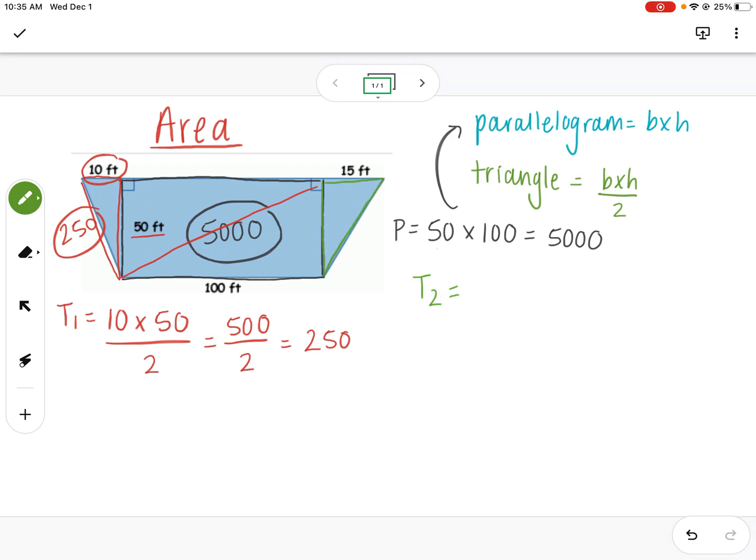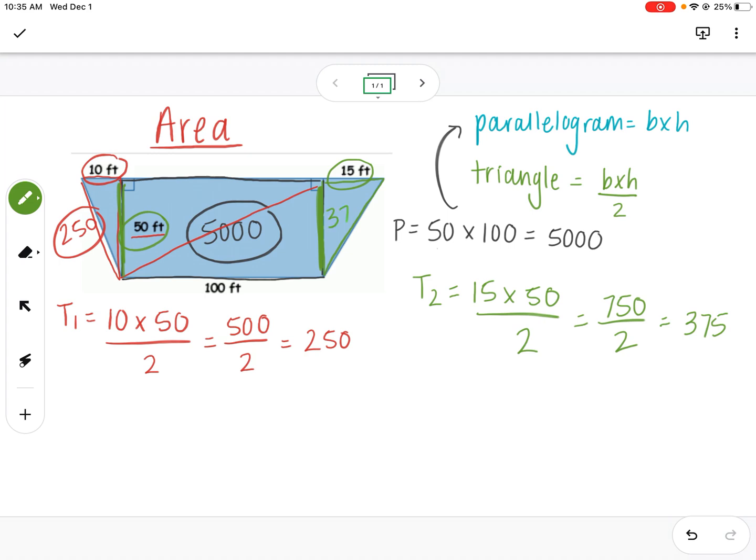So triangle 2, once again, base times height divided by 2. So what's my base? I could see right here that it's 15. My height is the same as my other figures over here at 50, because I know that this length is the same as this one. And then once again, I'm going to divide by 2. So we're going to do this math. We're going to do the 15 times 50. And that's going to give us 750. And then we want to divide that by 2 for our area. That's going to give us 375.